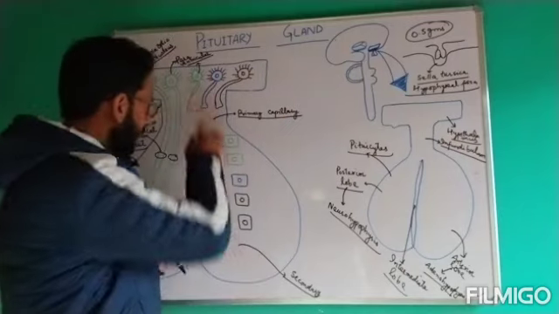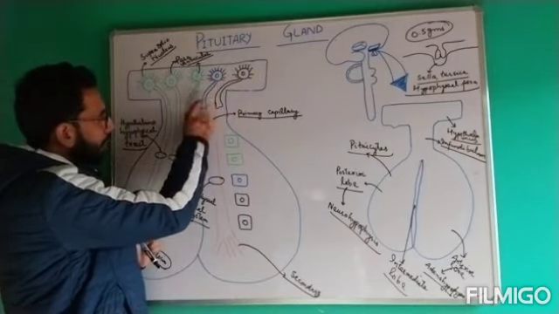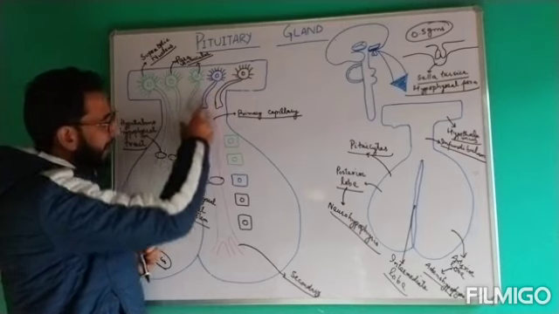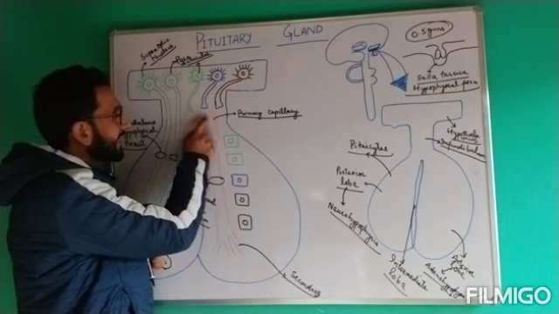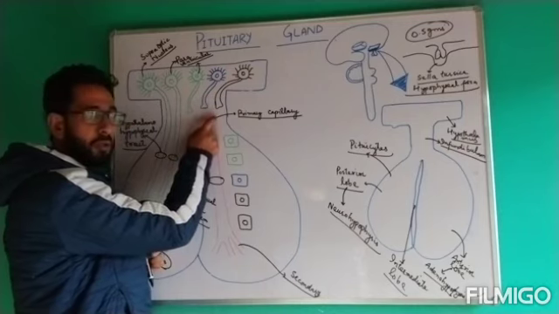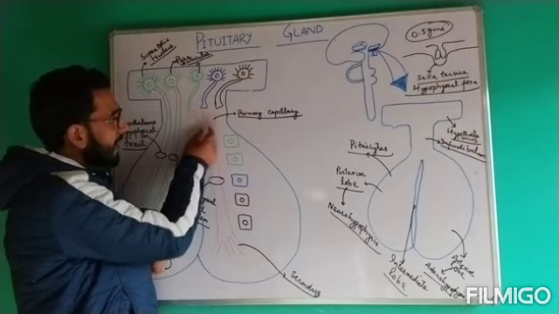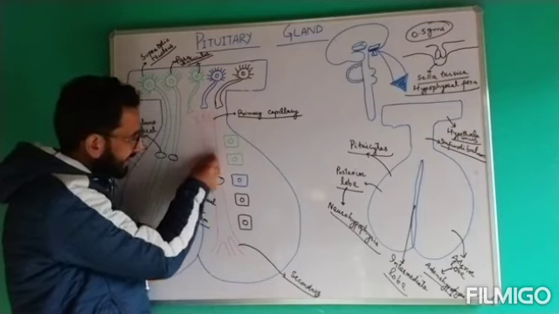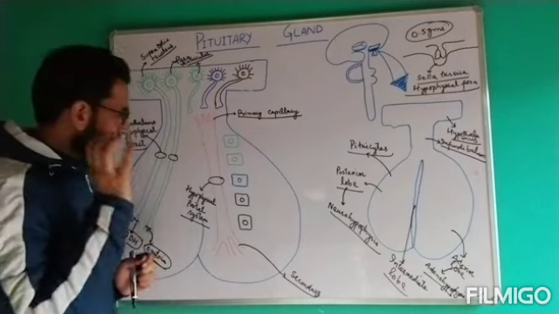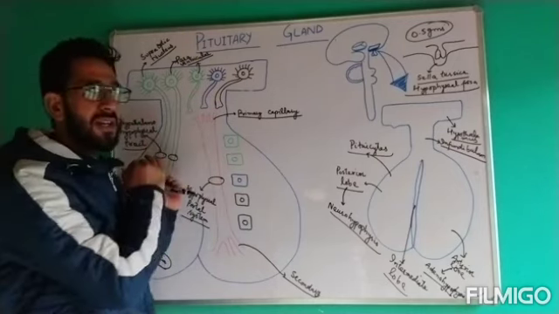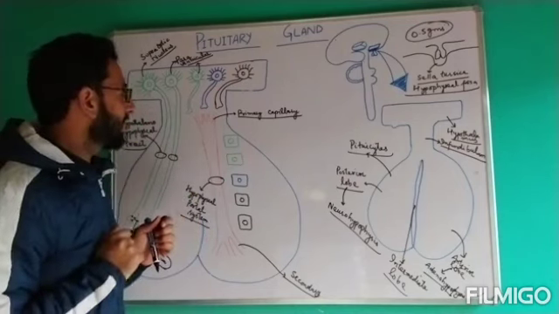Now these also synthesize some hormones, and those hormones are not sent directly to the anterior pituitary. Those hormones are secreted into this circulation, this portal system, the hypophyseal portal system, in these capillaries. Then those hormones are taken into the anterior pituitary gland. Now, what are the hormones secreted by the hypothalamus, and what is their function? We will come to know right now.